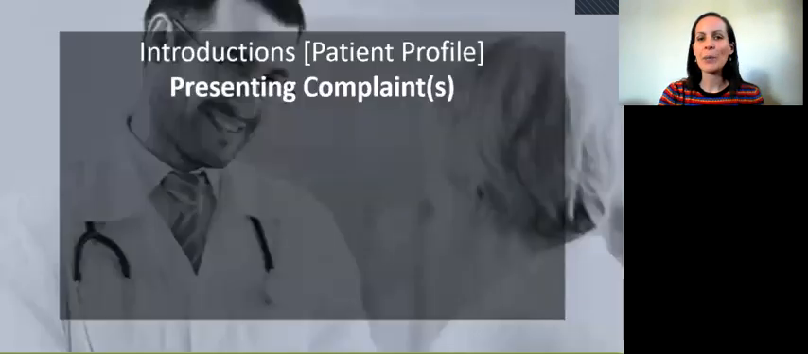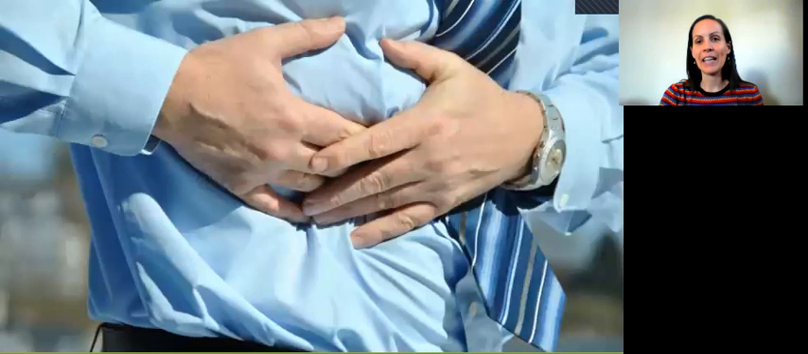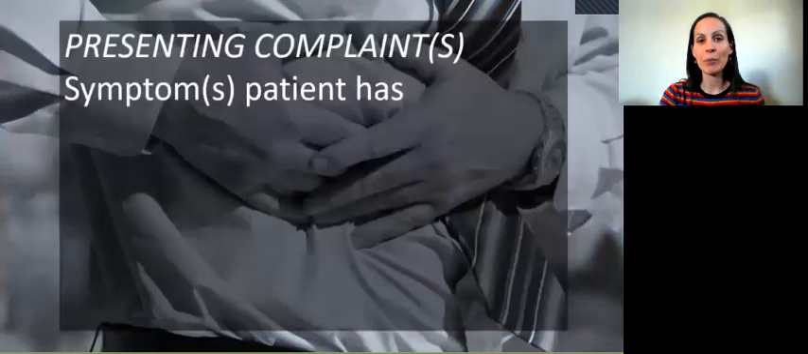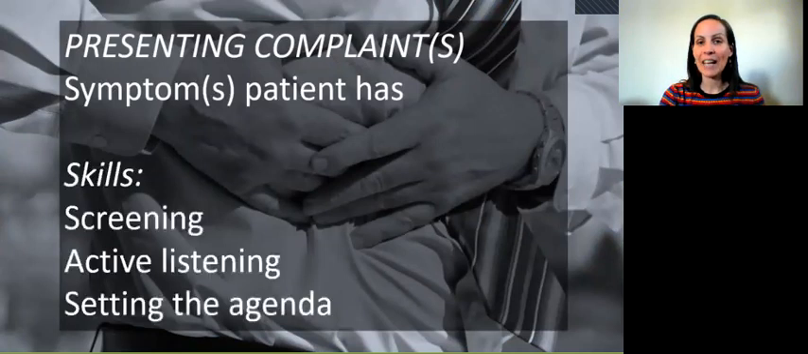So we've talked about introductions and using the patient's profile, and then onto the presenting complaint. So as we let the patient talk, they will tell us the symptoms that they've been having. And as we said, it can be more than one specific symptom. There can be a number of symptoms, and we need to know which is the most clinically important. So we want to use certain skills as we're finding out the symptoms. Screening is a skill where we ask, is there anything else, to check if there's any other symptoms. We listen, as we said, we want to not interrupt, and also we set the agenda with the patient.